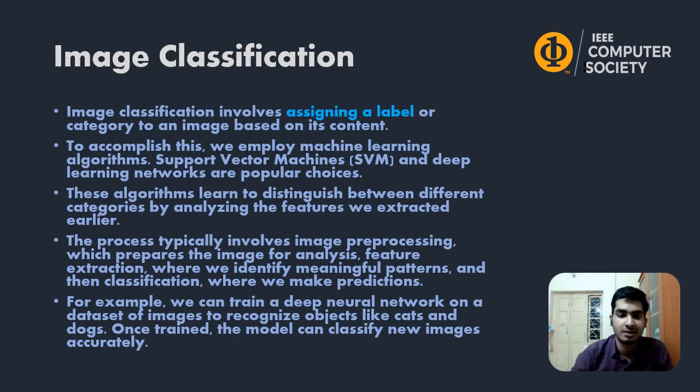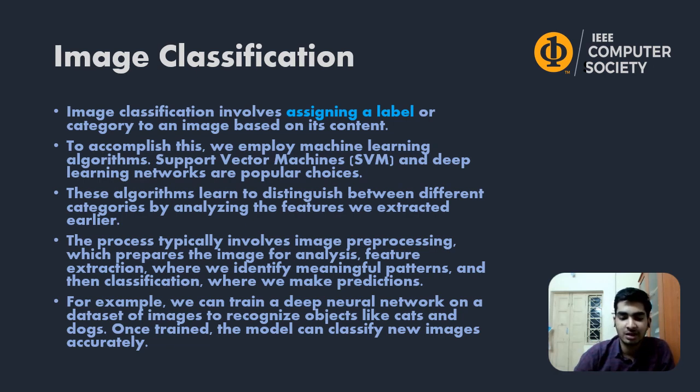Image classification. Image classification involves assigning a label or category to an image based on its content. To accomplish this, we employ some ML algorithms. The most common ones are support vector machines and deep learning networks. These algorithms learn to distinguish between different categories by analyzing the features we extracted earlier.